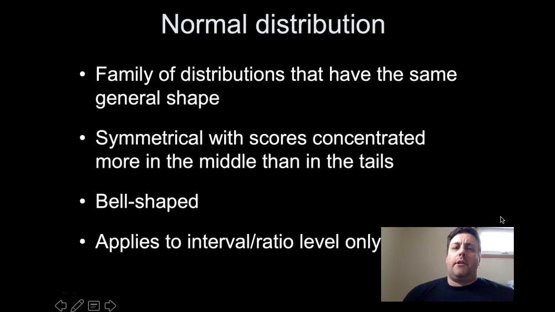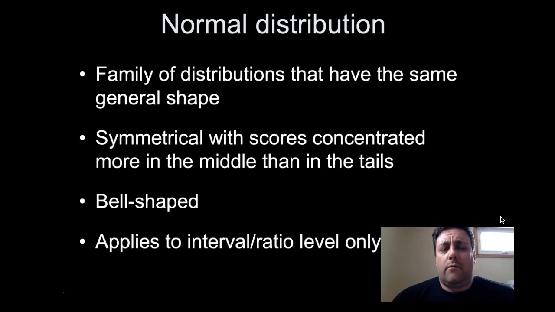So the normal distribution is one of the most frequently used, I guess. It's also the one on which most statistics are based. Most statistics assume this normal distribution. In a normal distribution, it's basically a name for a set of distributions that have the same general shape. The normal distribution is symmetrical, with scores concentrated in the middle, or concentrated around the mean. And there are very few scores at the tails or at the extremes.